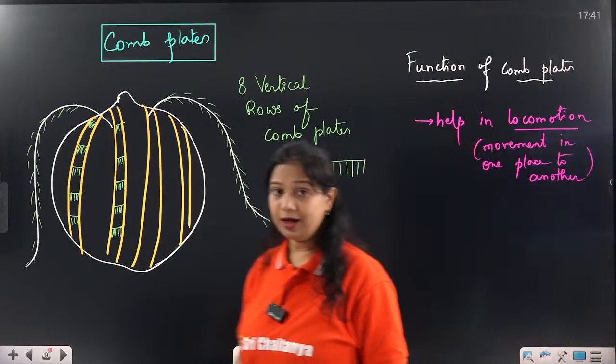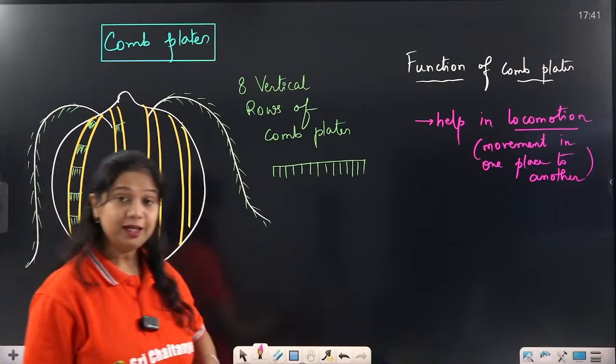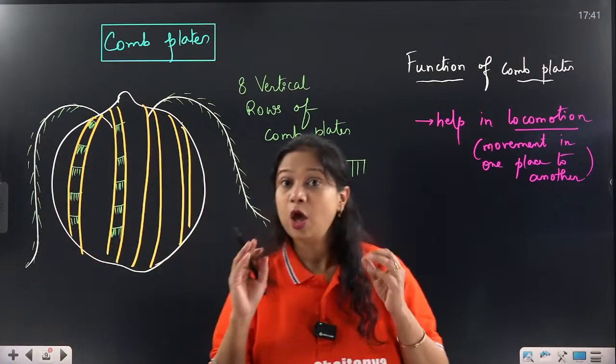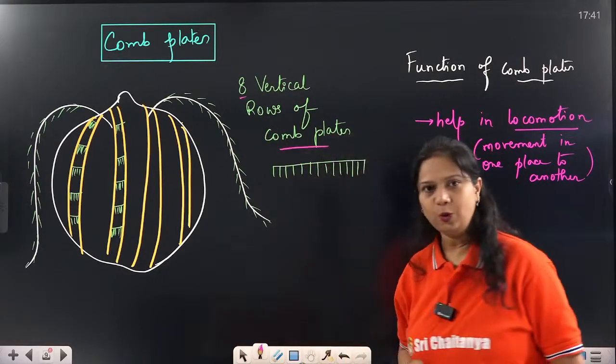Alright, so they are the comb plates. The most important characteristic feature of all the ctenophores, which are also called comb jellies, because they contain 8 vertical rows of comb plates.